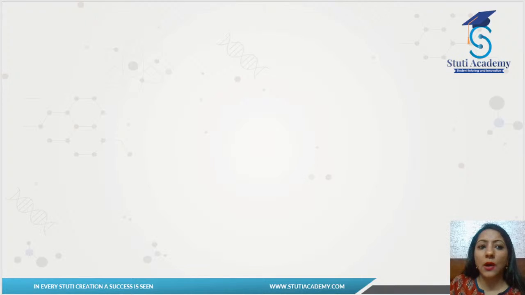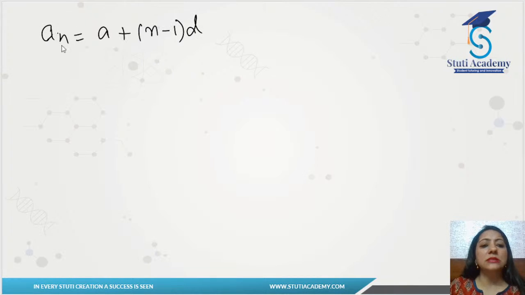So we discussed the nth term of an AP. The nth term of an AP is given by an, that is a plus (n minus 1) into d. So this an represents the nth term of the AP, a represents the first term and d represents the common difference.